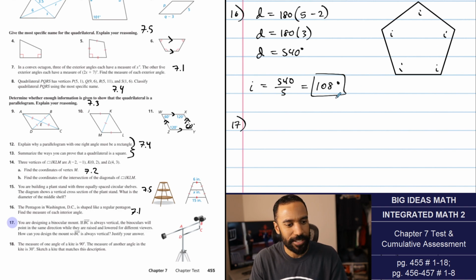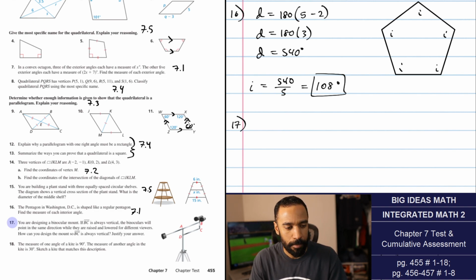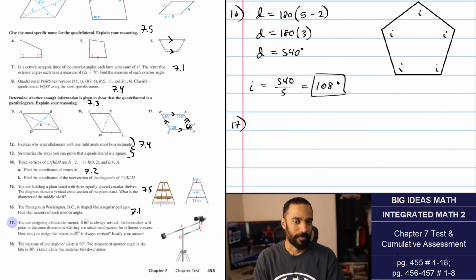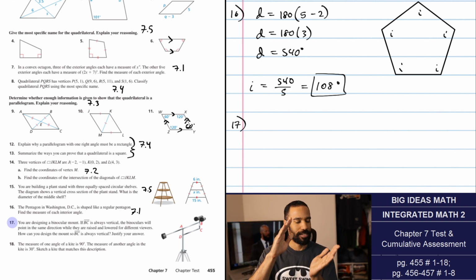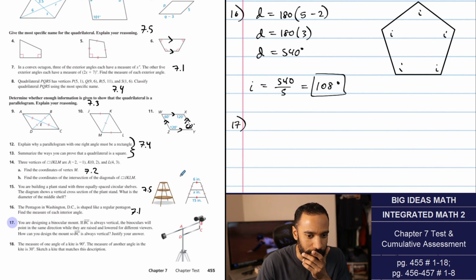Number 17, you are designing a binocular mount. I think it's the diagram here. If BC is always vertical, the binoculars will point in the same direction while they are raised and lowered for different viewers. How can you design the mount so BC is always vertical? Justify your answer. What? I get what they mean as far as the hinge thing, if I hinge it a certain way. I just don't know what they're asking. If BC is always vertical, they'll point in the same direction while they're raised and lowered for different viewers.